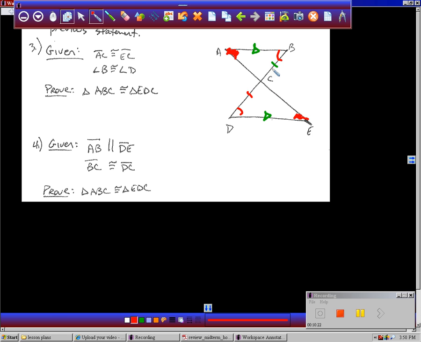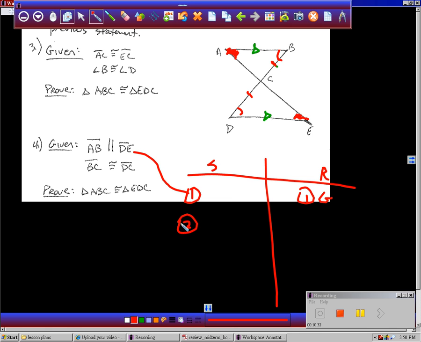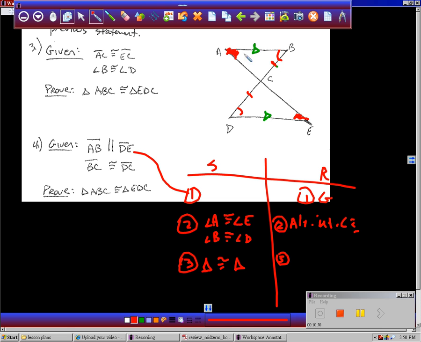So you can simply say statements, reasons: 1, given, and then number two, angle A congruent to angle E, and angle B congruent to angle D, all because of alternate interior angles. Then you say triangle ABC congruent to triangle EDC because of angle, angle, side. Those are the two proofs. Hope you do good on your exam.